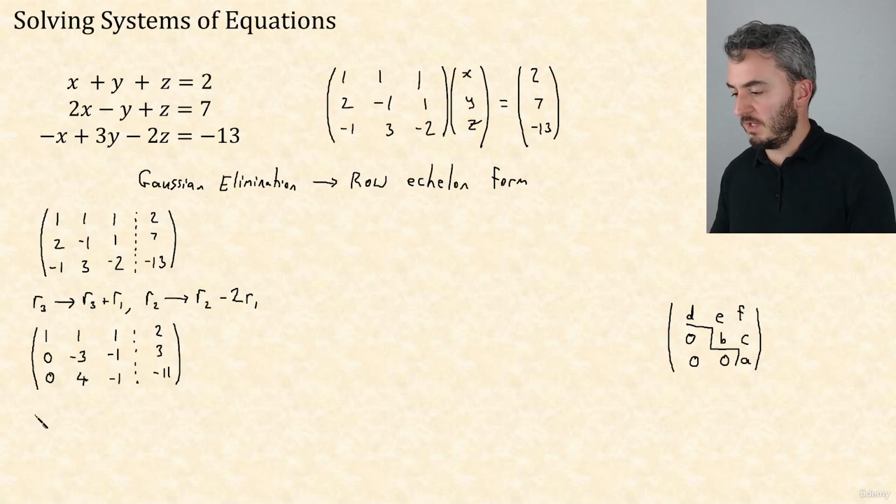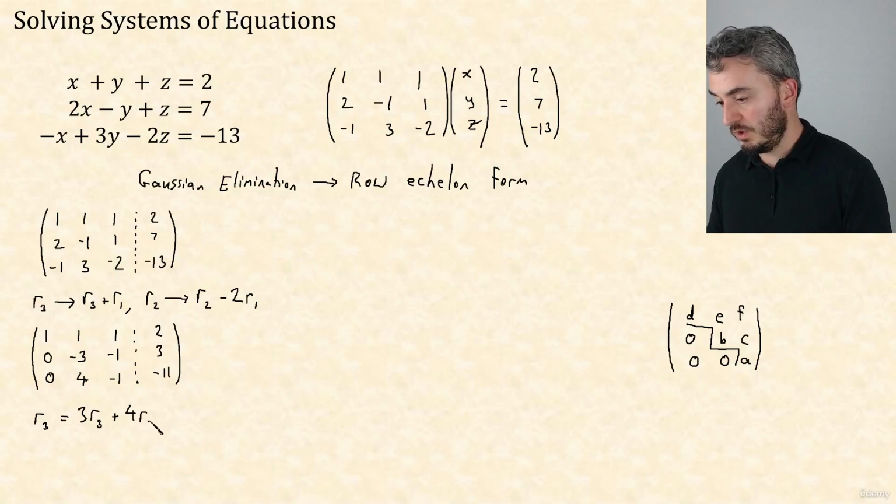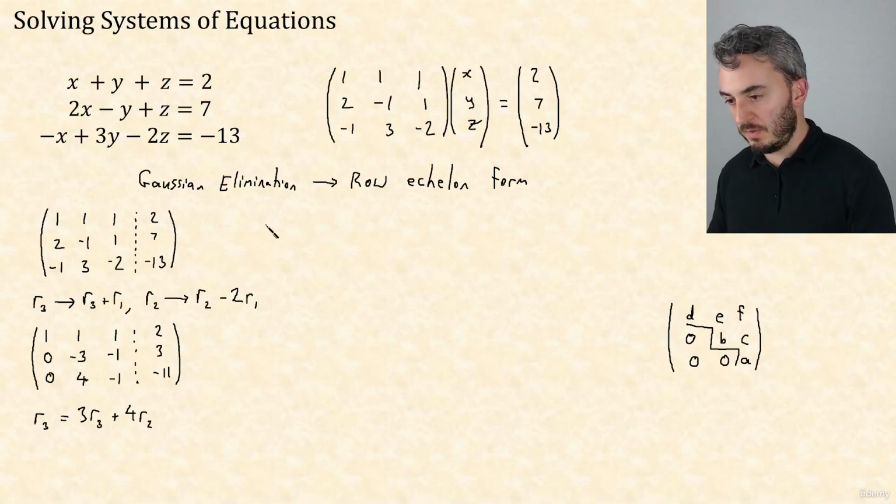But what I am going to say is that my new row 3 is going to be, well, how about 3 of these plus 4 of these? That will get me to 0. So 3 row 3s plus 4 row 2s. So let's see what that gets me.